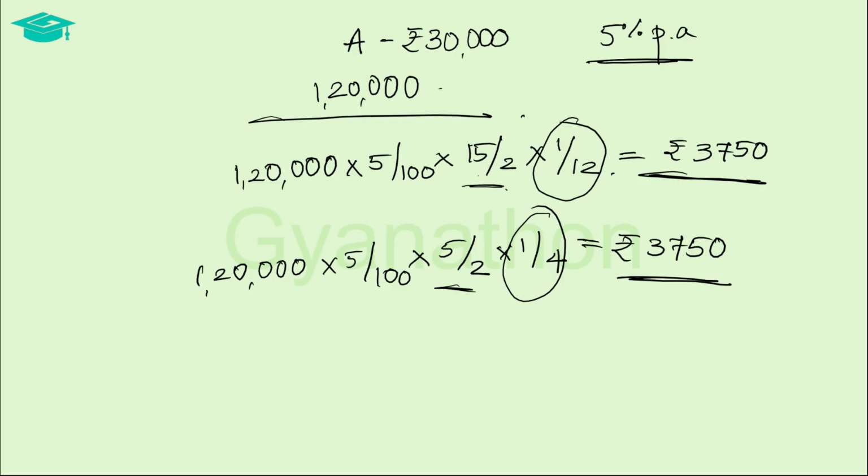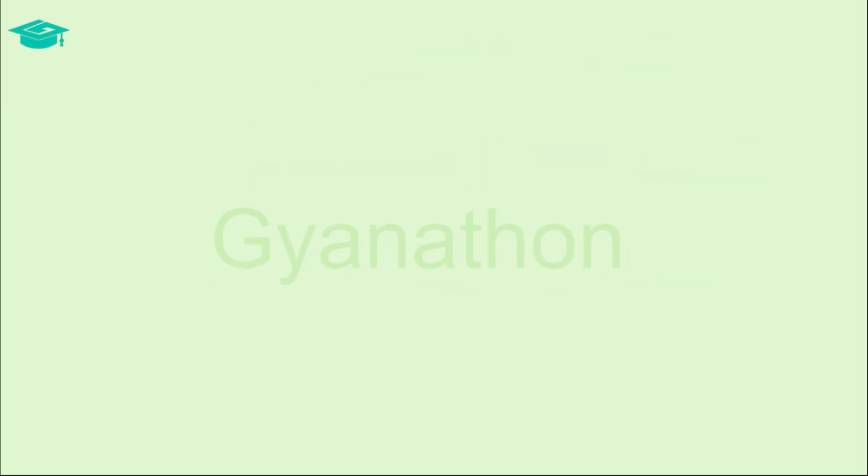So now that we saw how to calculate interest on drawings for fixed amounts withdrawn at the beginning of every quarter, now let us see how to calculate the same when amounts are withdrawn at the end of every quarter.